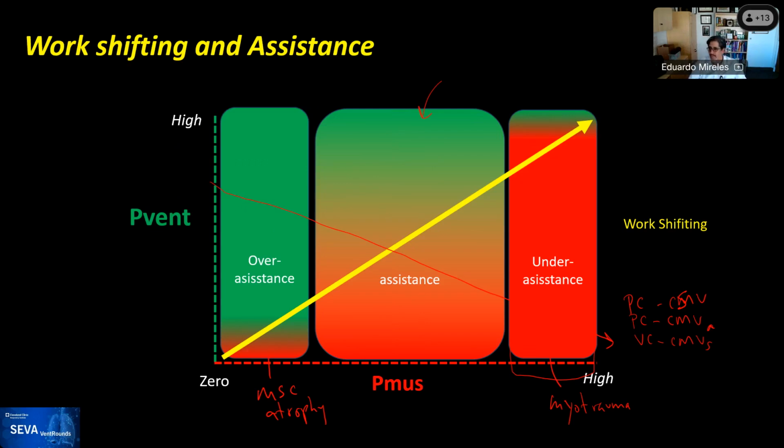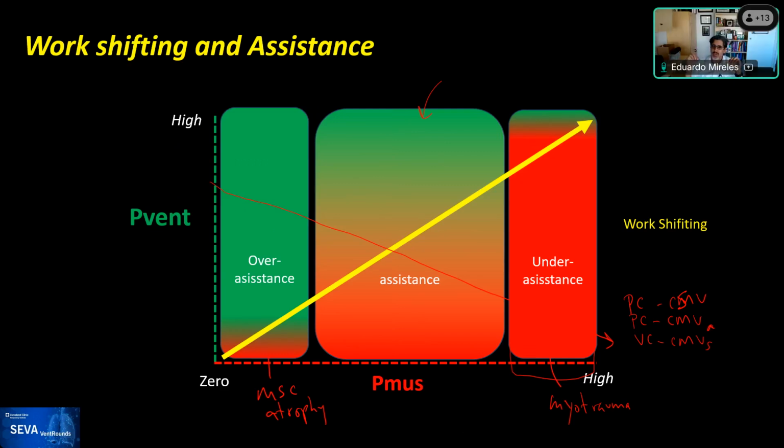Rob? I think this is a beautiful graphic. This is a new graphic. And just to highlight the fact that the yellow arrow indicates that anytime P-vent and PMOS are above 0, there's work sharing or work shifting.